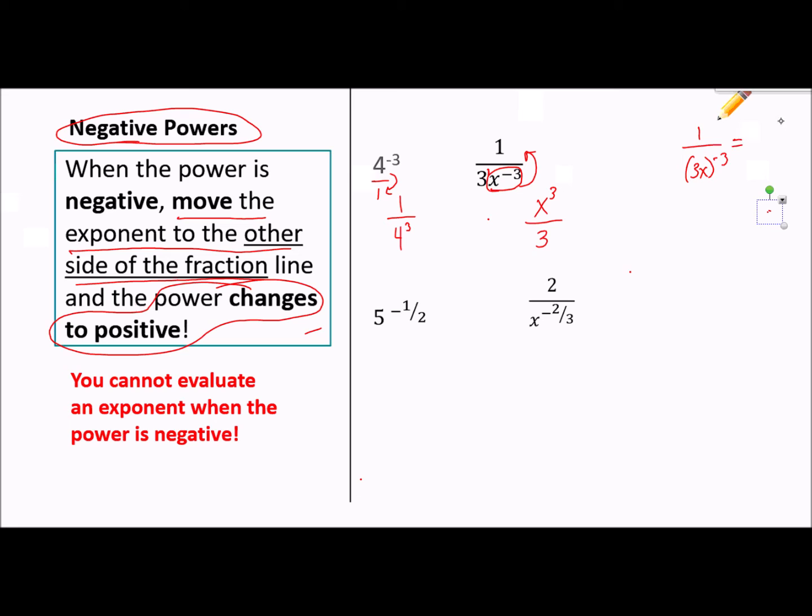So in this case over here, it would have ended up being 3x in parentheses to the 3rd, and then that 1 would be on the bottom.